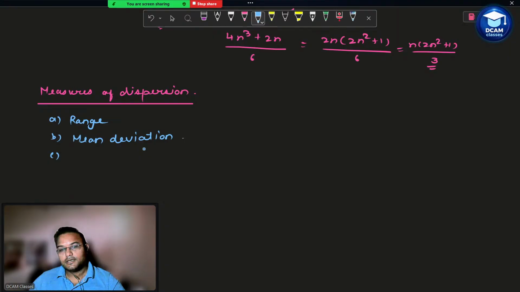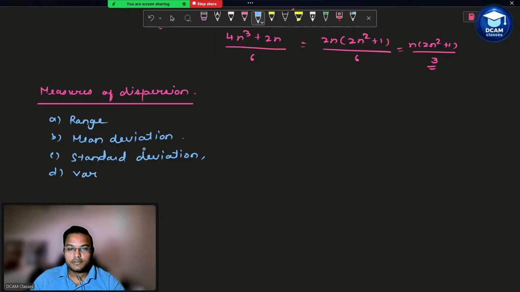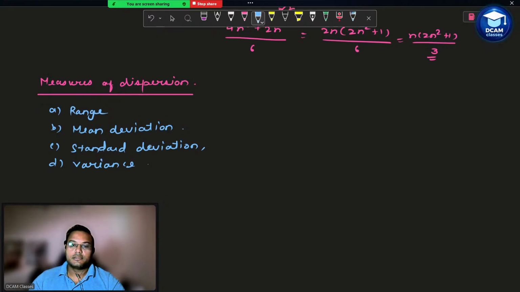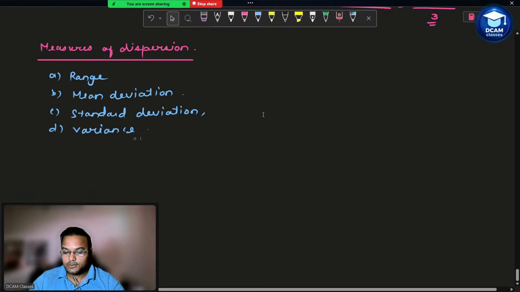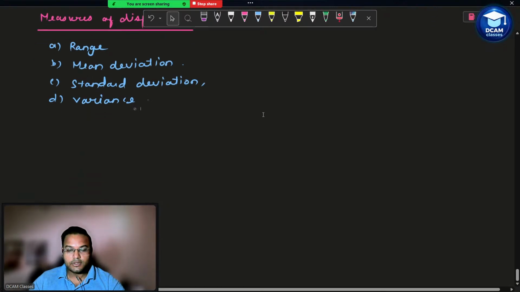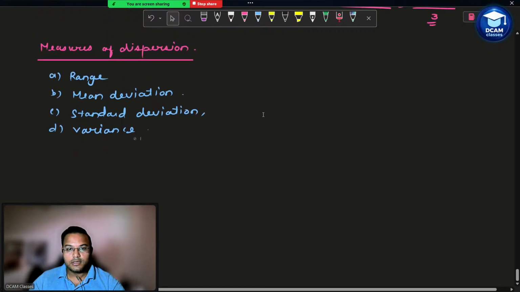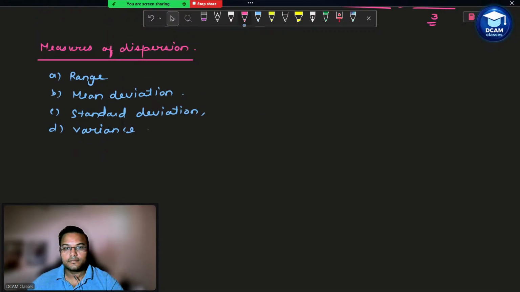Measures of dispersion, the things we are going to learn are range, mean deviation, standard deviation, and variance. Square deviation is also there, and quartile deviation. Okay. Acha, first try to learn about these things.